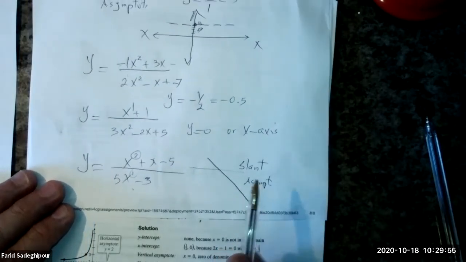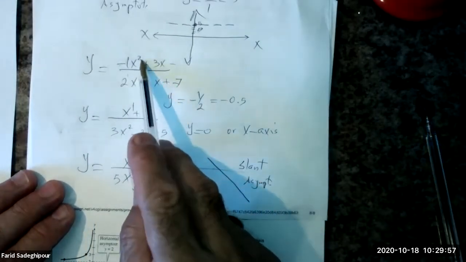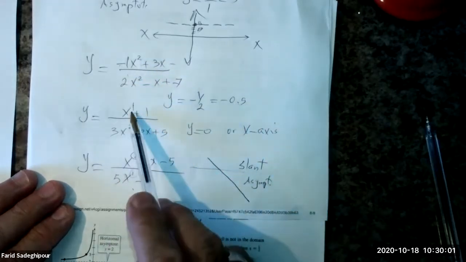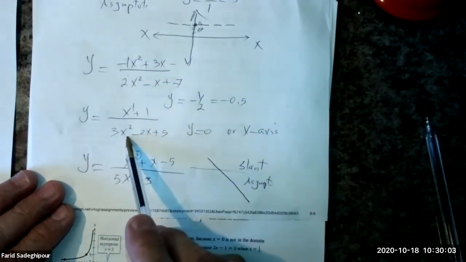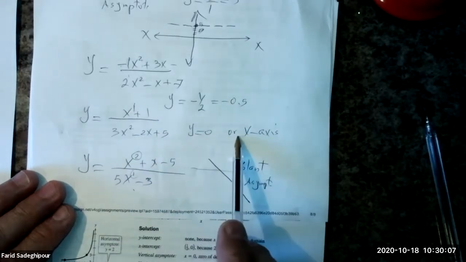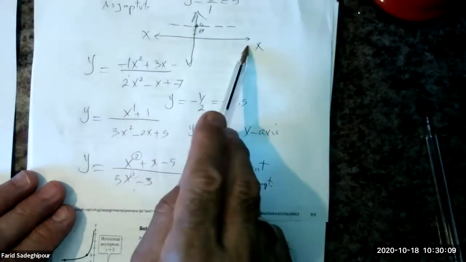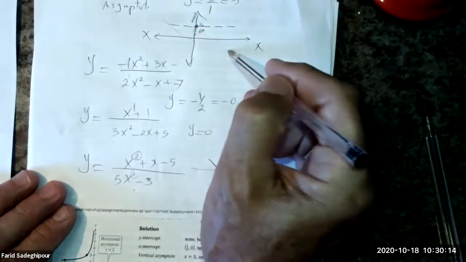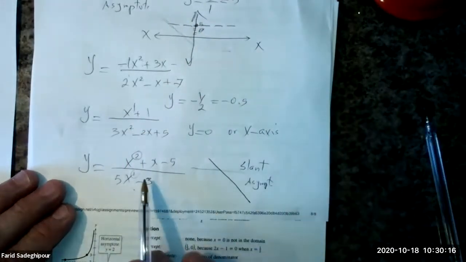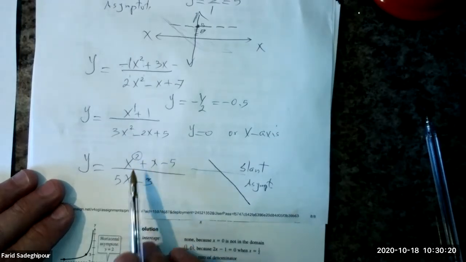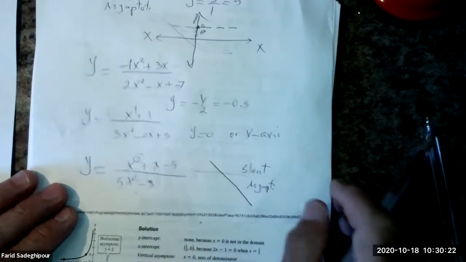So there are three scenarios. If the highest powers are equal, in that case, you take the coefficients and divide. If the power at the top is less, then in that case, the x-axis or y equals 0, which is this line, is always your asymptote. If you have a graph, it cannot cut this one. You cannot go through it. And the third scenario is when the top is higher than the bottom.